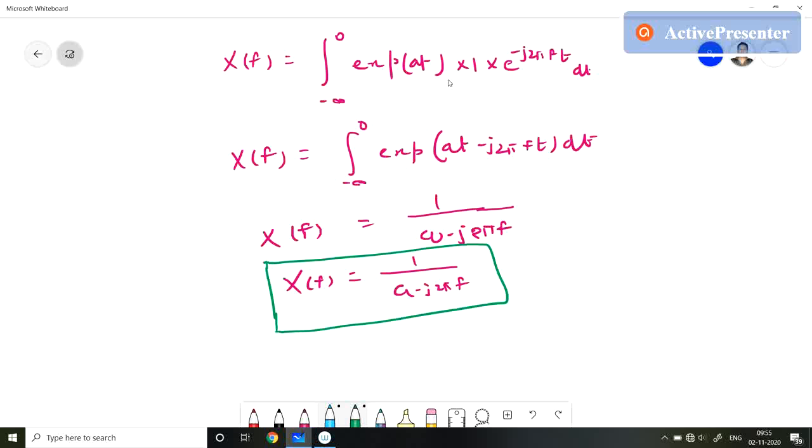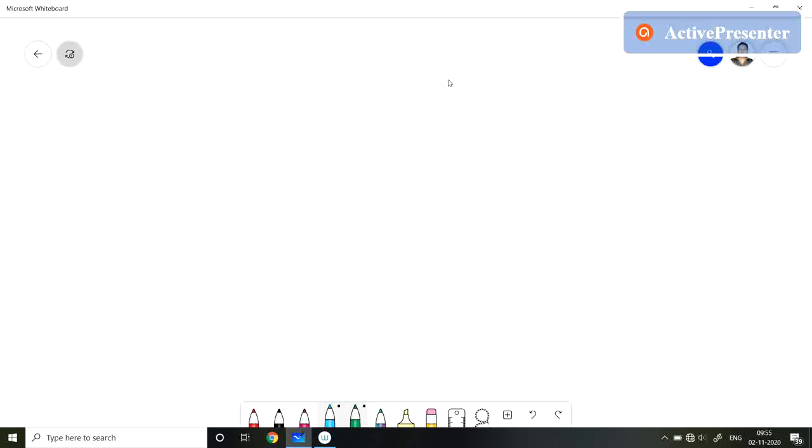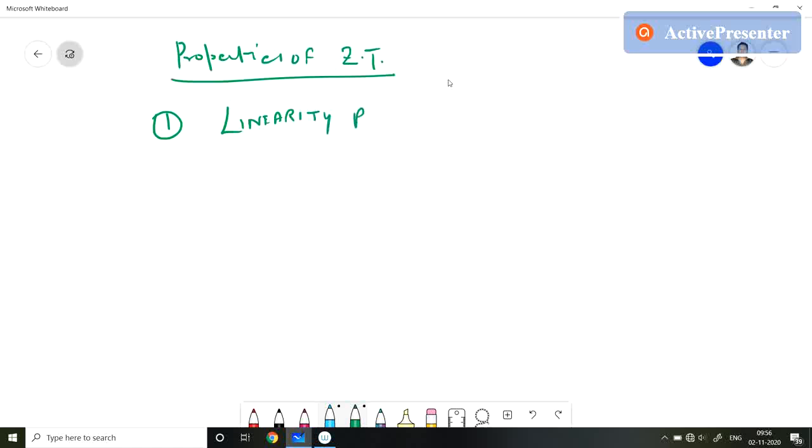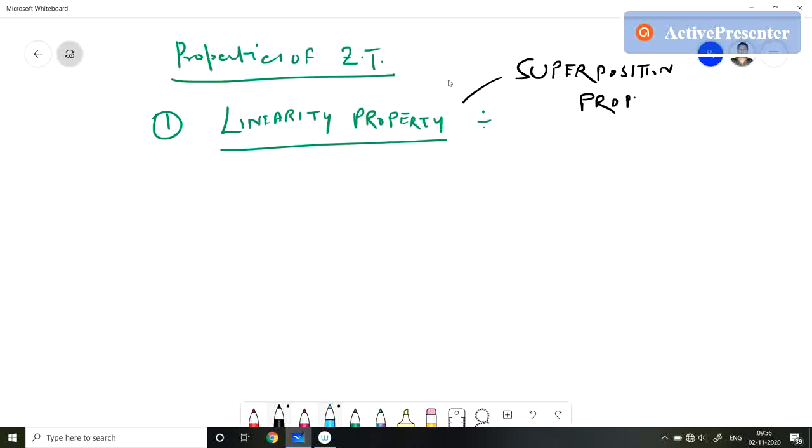Now let us see some properties of the Fourier transform. The first property is the linearity property, which is also called the superposition property.